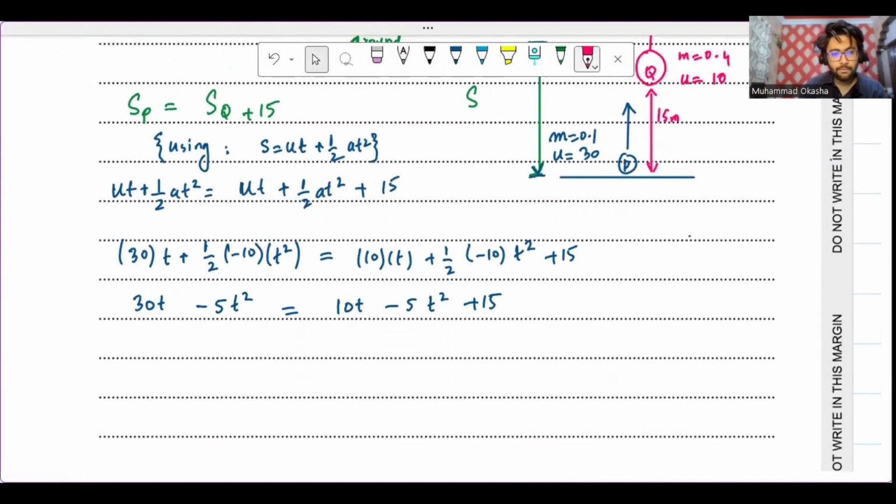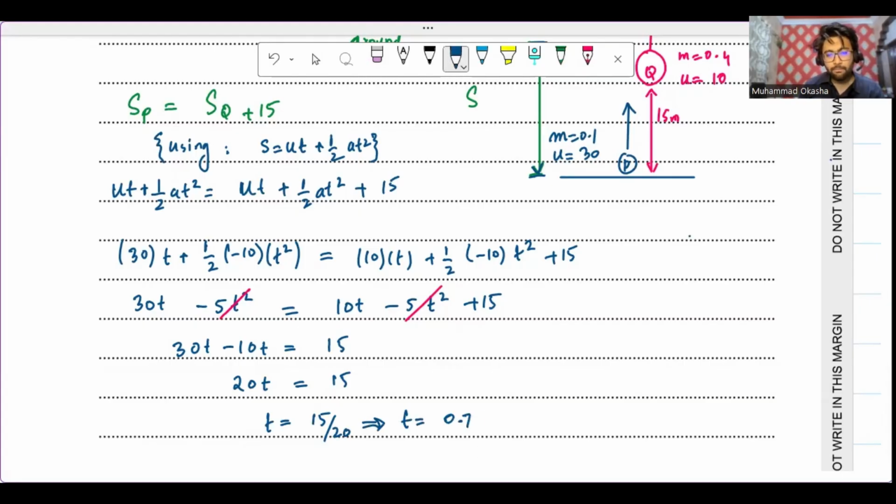5t squared and 5t squared cancel out from both sides, and I'll be left with 30t minus 10t equals 15. 30 minus 10 is 20t equals 15. t is going to be 15 over 20, which gives t equals 0.75 seconds. So 0.75 seconds is the time after they were shot. 0.75 is the time for collision. After being shot vertically upwards, at t equals 0.75 they collide with each other.